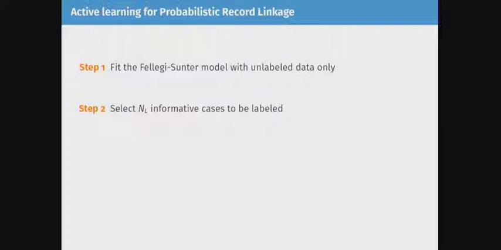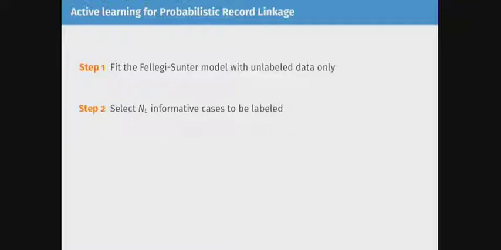Then we need to select cases to be labeled. So let's say we ask the Fellegi-Sunter model, where do you have problems? The model is going to be quite greedy, and it's going to tell us, I have problems with these 10,000 cases, and you cannot do that. It's a lot of time, and you need a lot of human power to do hand labeling for 10,000 cases.